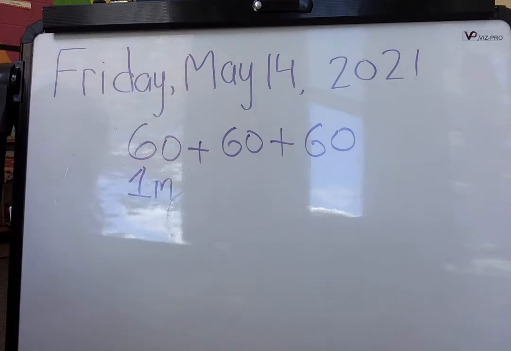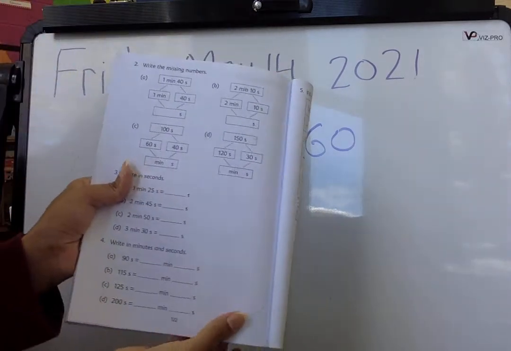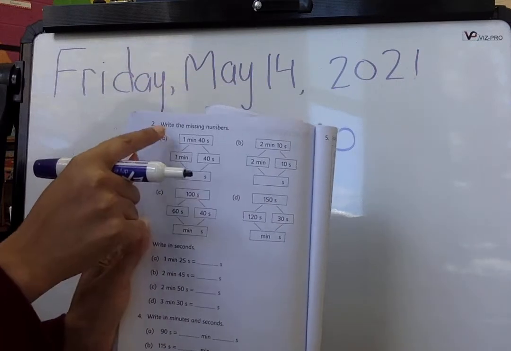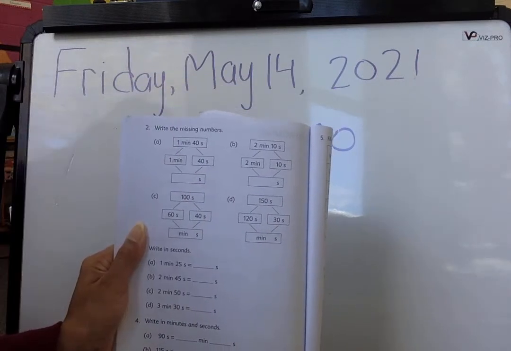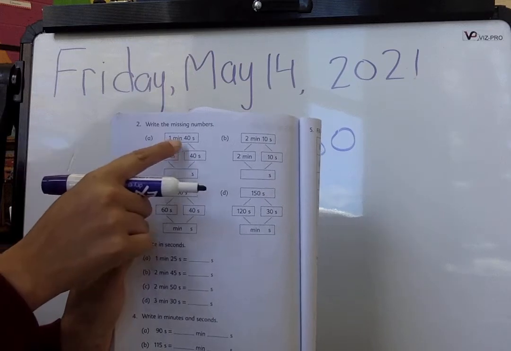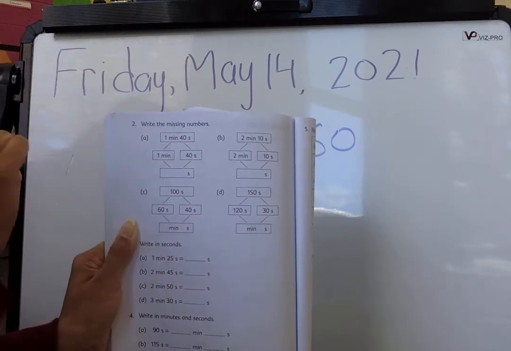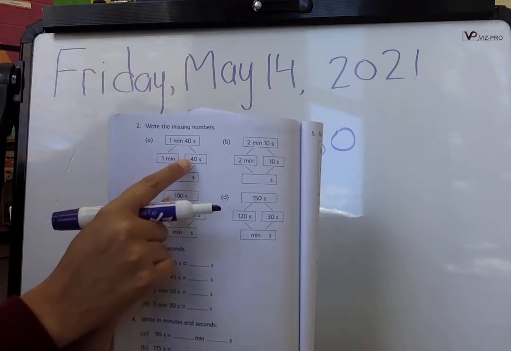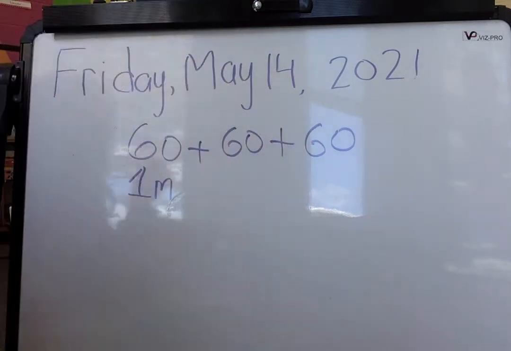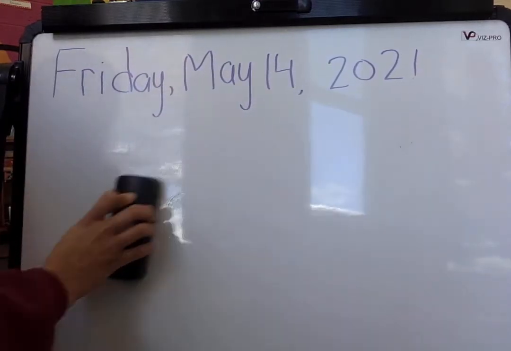Let's go to the next page. On this page, they have given you, write the missing numbers. And they have said you have 1 minute and 40 seconds. They're asking you to combine these, okay? So let's do a few together so that you can do some on your own.